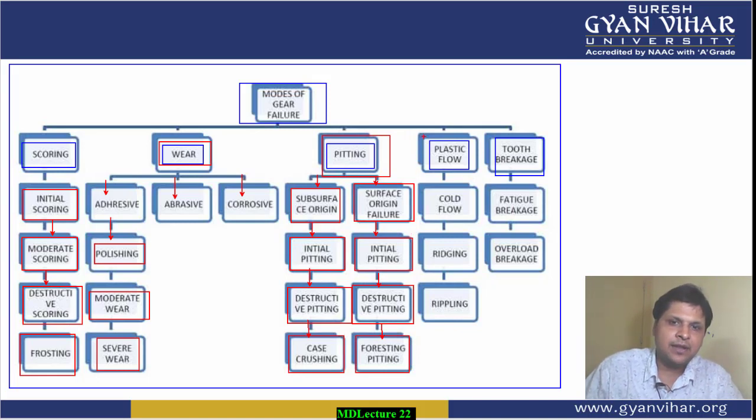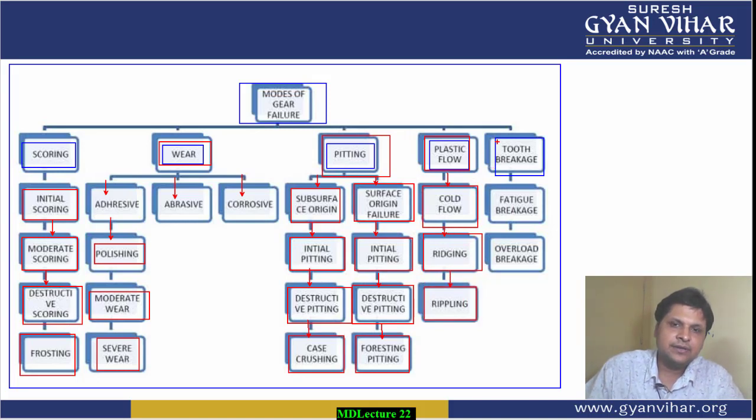Then comes the plastic flow problem. One more mode of failure is the plastic flow. In plastic flow, students, there is first of all a cold flow. Then you have ridging, and then you have rippling. So these are the problems of plastic flow.